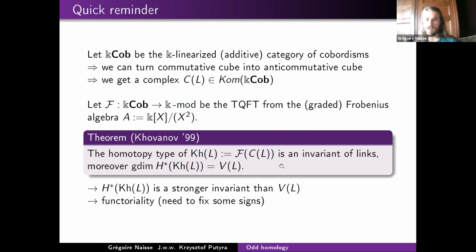And so one thing that you can do is look at maps between spaces. For example, you can also look at maps between links. These are some kind of cobordisms between links. And now the result is that cobordisms between links give you maps between these spaces. So in other words, this invariant is functorial. Well, if you do it like I said here, you actually need to fix some signs because it's not completely functorial, but there are ways to do it.